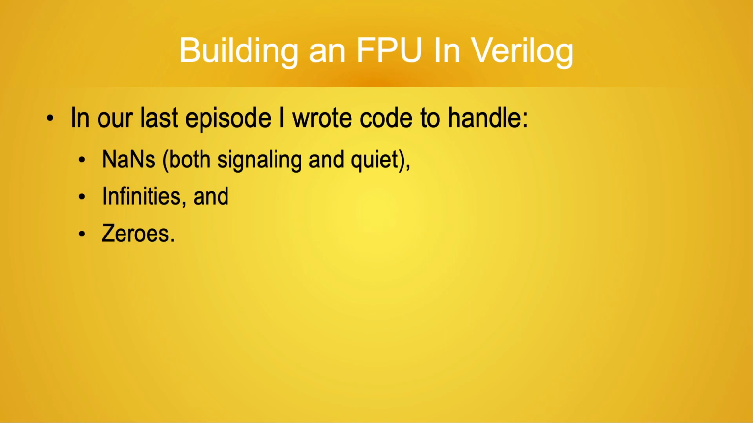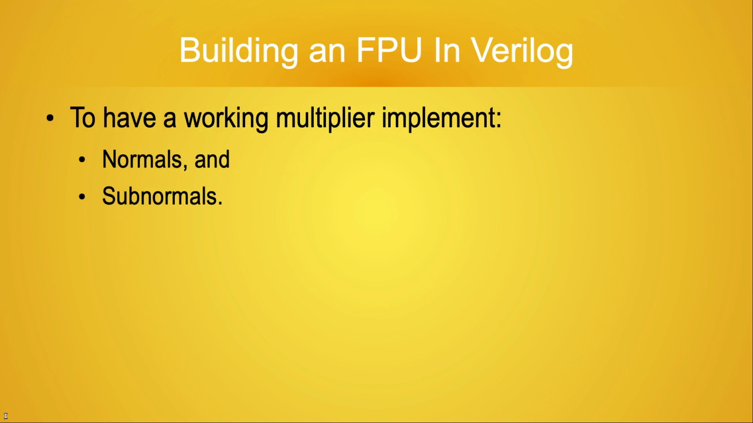As a refresher, in the last video I wrote the Verilog code for how the multiplication operator handles multiplying by NaNs, infinities, and zeros. All that's left to do before we have a simple multiplication circuit is to implement the multiplication of normal and subnormal numbers. To do this, I need to finally explain how normal and subnormal numbers are encoded.